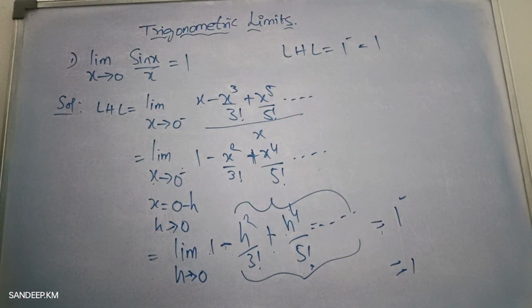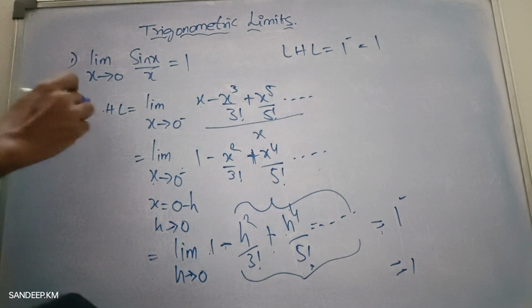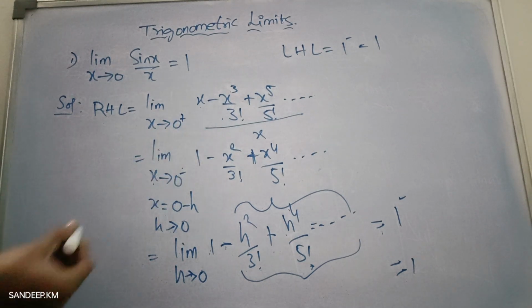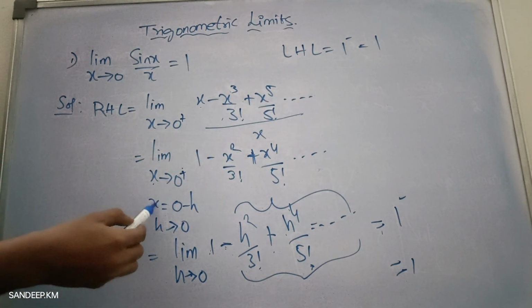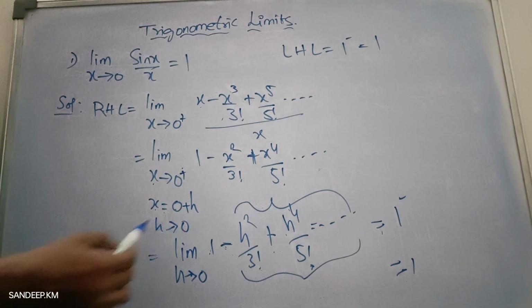Next, in RHL, I am not doing it separately. Here itself we can do it now. In RHL, the right hand limit, x approaches 0 plus, same function. Here we will write x is equal to 0 plus h, correct or not? Where h is approaching 0.